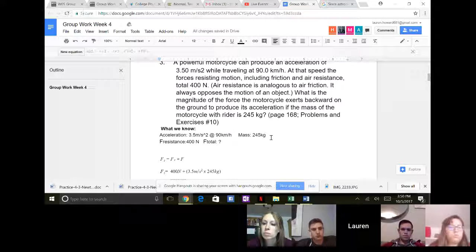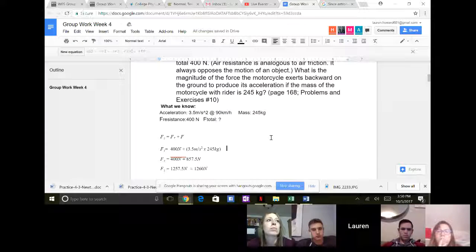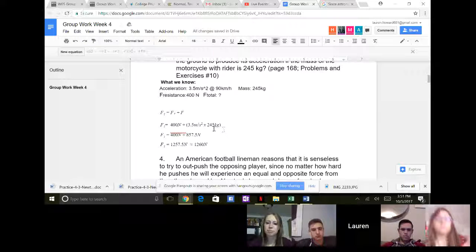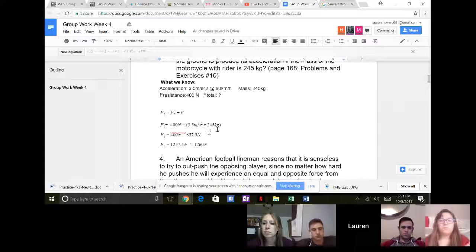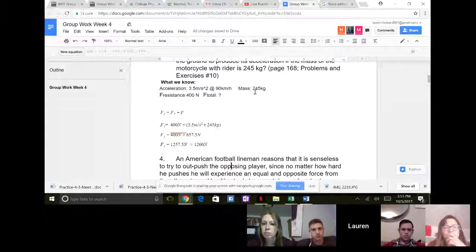And then if we add that to the resistance, then we should get the total amount of force needed, the magnitude of the force that the motorcycle exerts backward on the ground. And so I just kind of did an equation here that says the total is equal to the resistance plus his force. And so then I solved for the force that he exerts, and then the resistance, and I added them together, and I got 1,260 newtons. I don't know what you guys think about that.